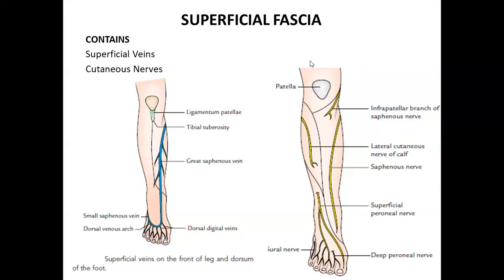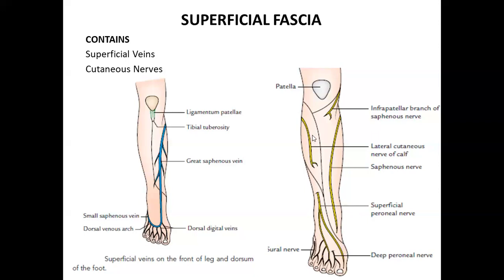Okay, so again, to repeat it, we have an infrapatellar branch of the saphenous nerve. This is supplying the area over the ligamentum patellae. We have the saphenous nerve, which supplies the skin on the medial side of the leg up to the ball of the great toe.